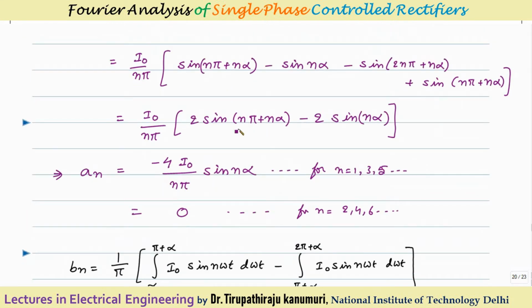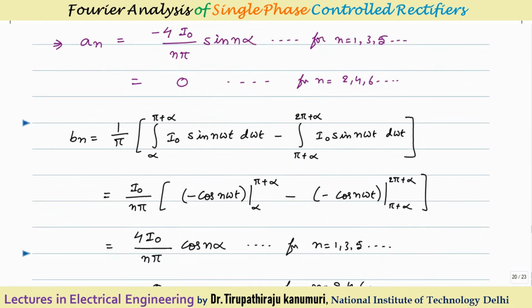So what will be this term? This depends on the value of n. If n is even, that means n is 2, 4, 6, etc., this will be equal to the other one but with opposite sign, so the result will be equal to 0. Whenever n is odd, sin of pi plus n alpha will be equal to minus sin n alpha. So this will become minus 4 I naught by n pi sin n alpha. This is for n odd, that is 1, 3, 5, etc.